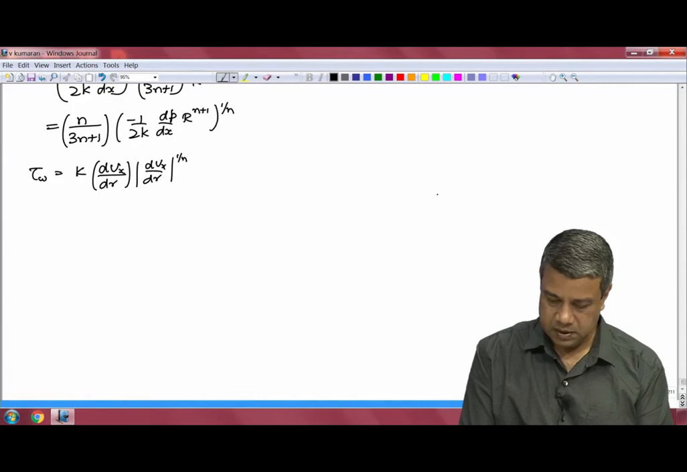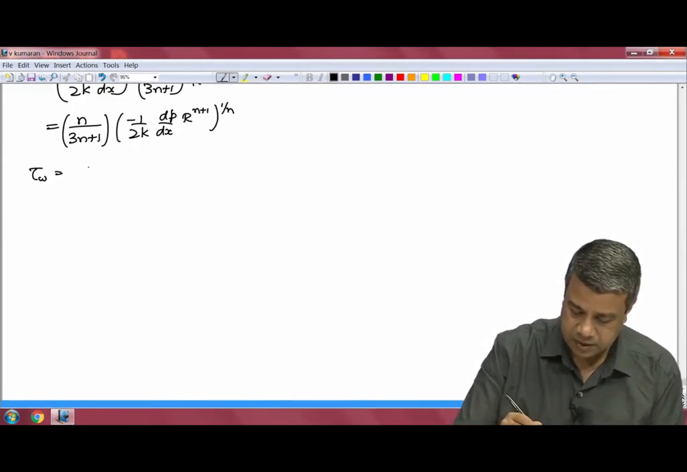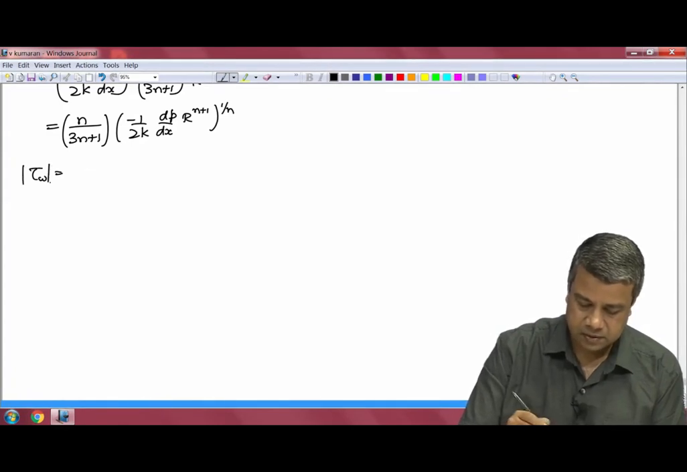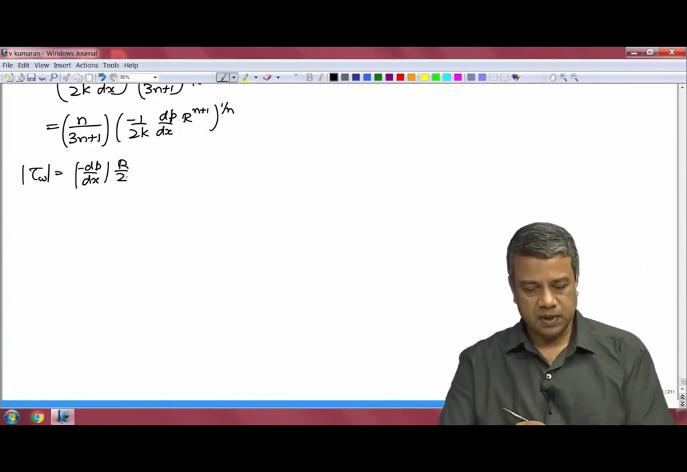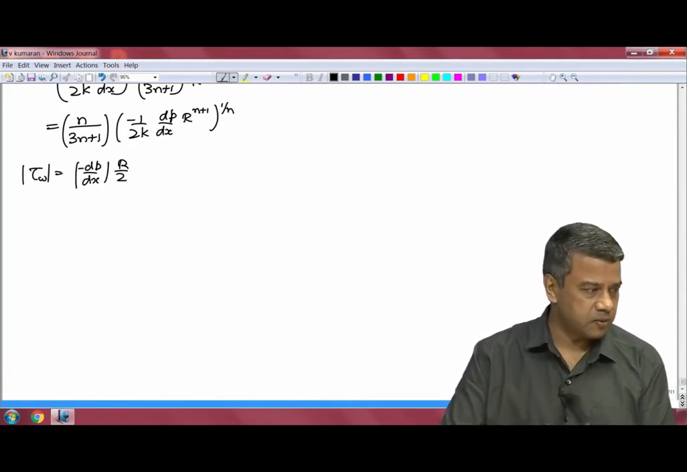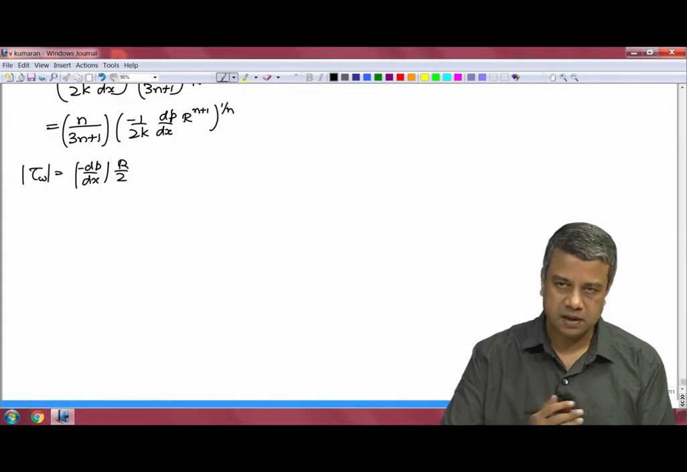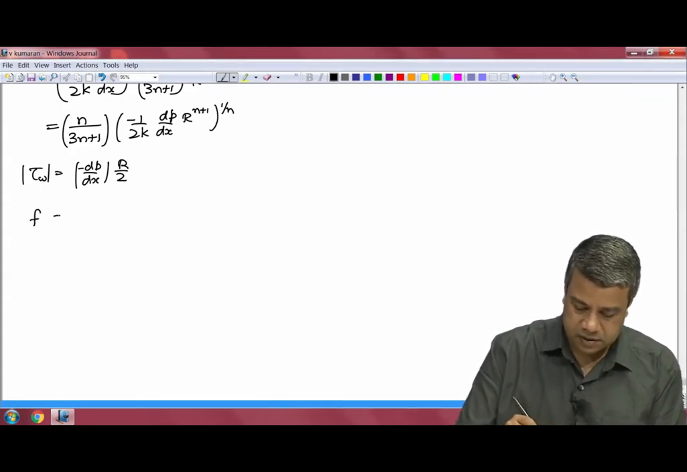Okay. So, the value of the wall shear stress will be equal to, I will just take the magnitude, minus dP by dx into R by 2. Okay. So, that is the shear stress at the wall. If you recall, we had also done this by momentum balance along the length of the pipe, and at that time we had got this as D by 4. Okay. So, the friction factor is equal to tau w by rho V average square by 2.